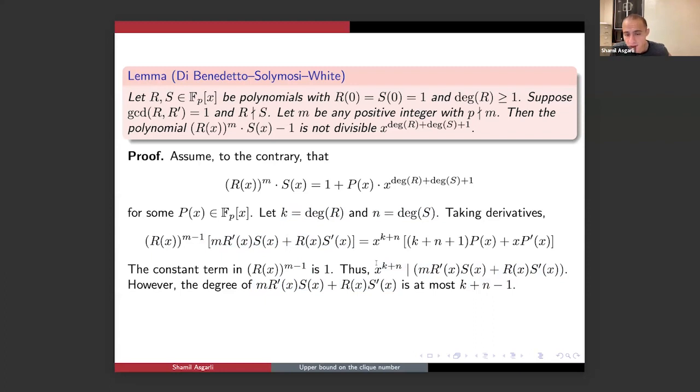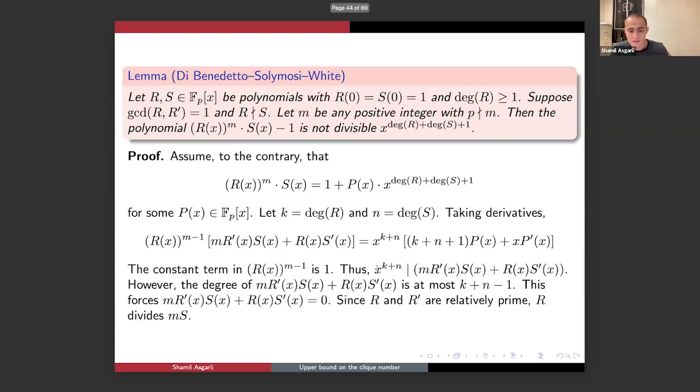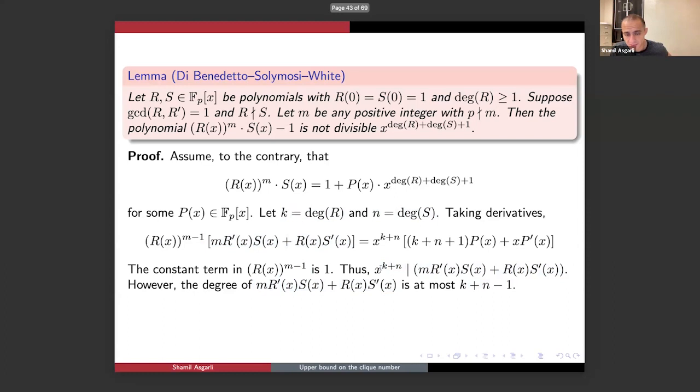So how is that possible? The only way a polynomial of degree k plus n can divide a polynomial of degree at most k plus n minus 1 is if that polynomial is the zero polynomial.